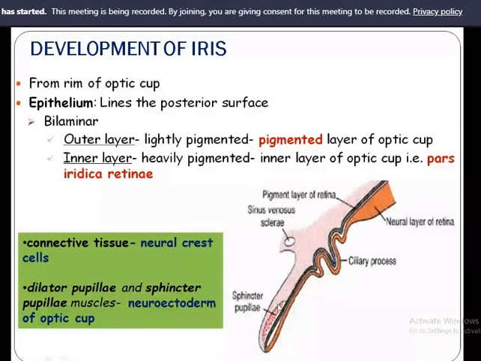You have to remember this: neural crest cells and neuroectoderm. Whereas the mesenchyme present in the ciliary body will differentiate into the muscles and blood vessels, everything in the ciliary body, but in the iris there is a little difference.